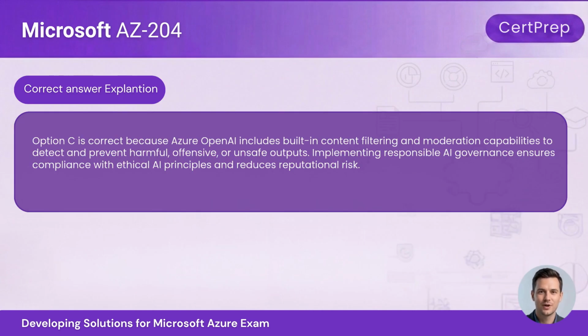Option C is correct, because Azure OpenAI includes built-in content filtering and moderation capabilities to detect and prevent harmful, offensive, or unsafe outputs. Implementing responsible AI governance ensures compliance with ethical AI principles and reduces reputational risk.